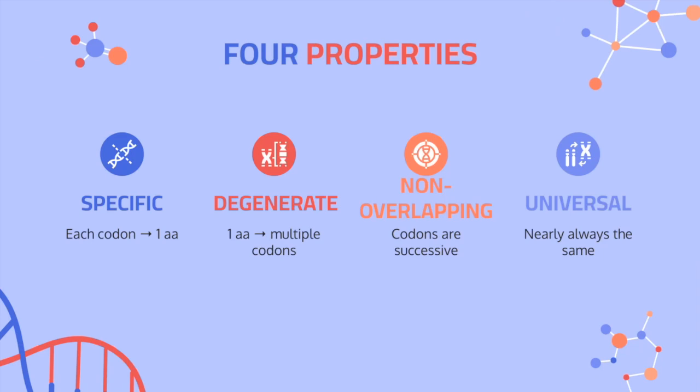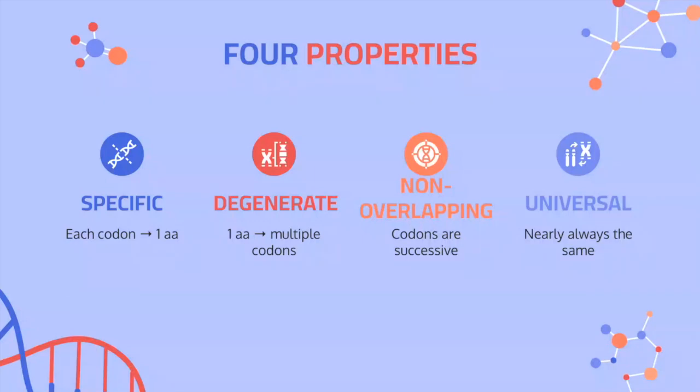Next, we have the 4 properties of the genetic code. So the genetic code is specific. As we've said, each codon codes for a single amino acid. So we will not have the same codon giving you different amino acids. It's always the same. However, the opposite is not true, because the genetic code is degenerate, which means that one amino acid can be coded by multiple codons. So we've mentioned only 20 amino acids, but 64 codons. So many codons will give the same amino acids.